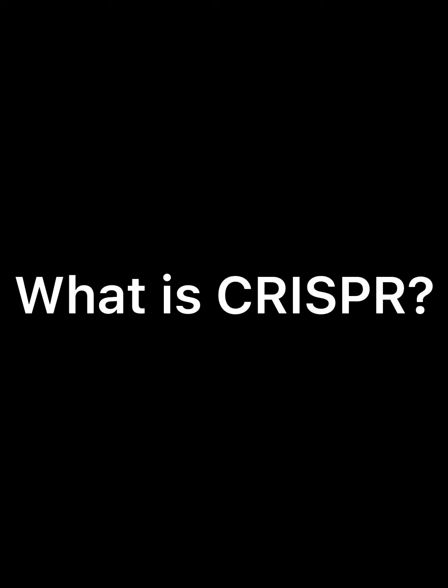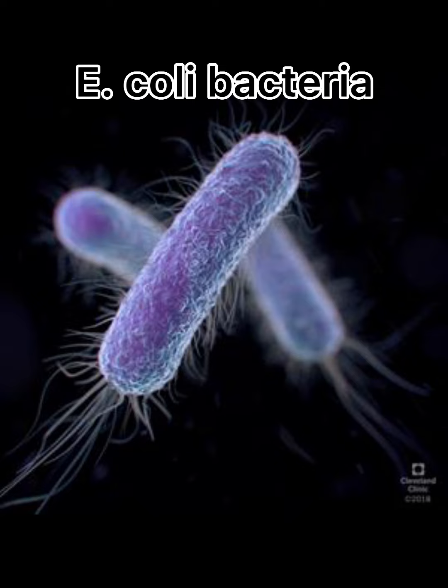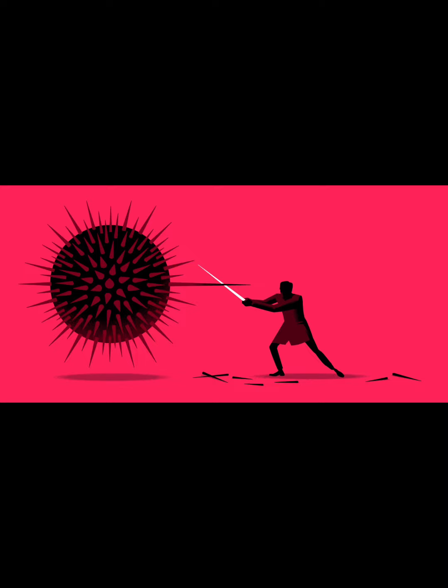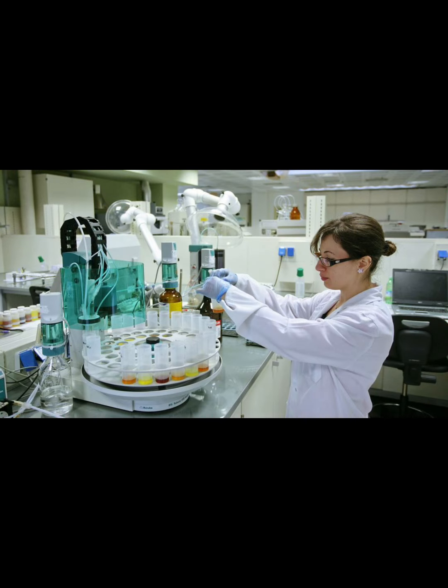CRISPR is a biological gene editing system first discovered inside the genomes of E. coli in 1987. The purpose of this biological system is to cut viral DNA and store it inside the bacterial genome for use in the future. The storage of viral DNA allows the bacteria to remember how to efficiently fight off the viruses and thus become immune to them.